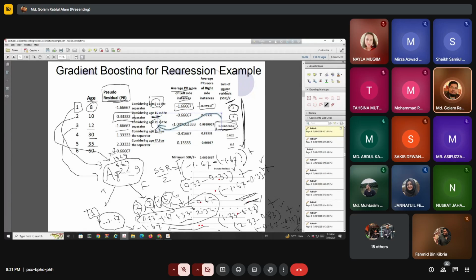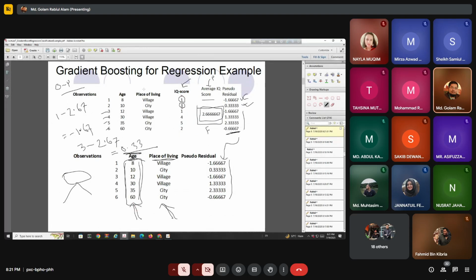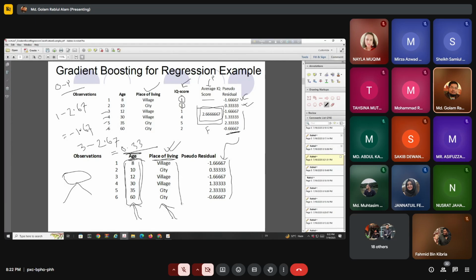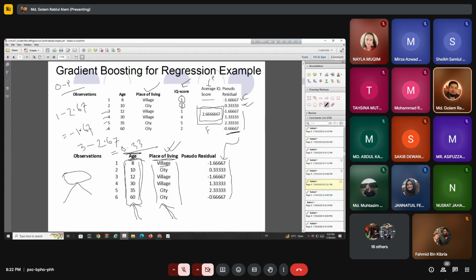The left side value is negative 1.00000033, and the right side prediction is 0.999967. So that means we have to consider S less than 21 as the splitter. Now we have to go back and think about our other parameter, that is place of living. For the place of living, again we have to find the sum of the residuals for our variables. The variable values can be village or city.